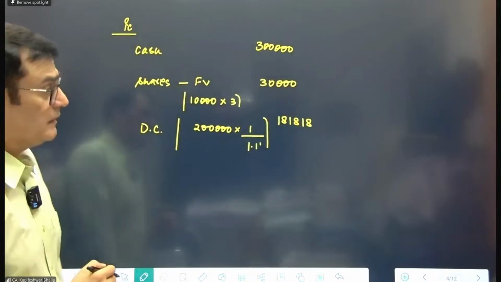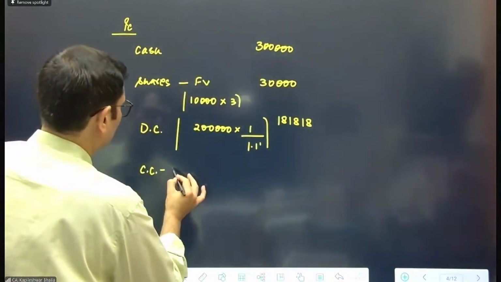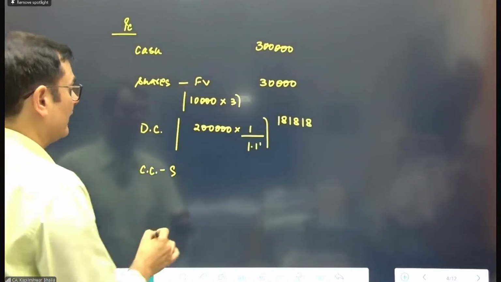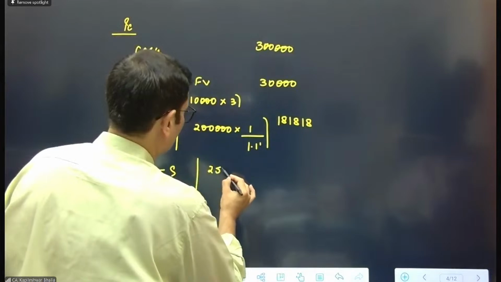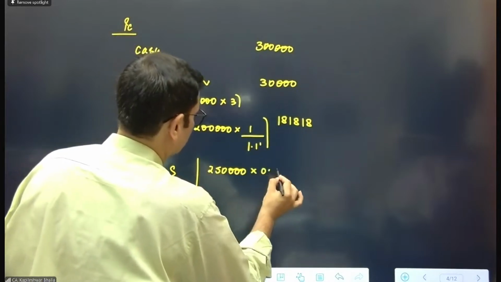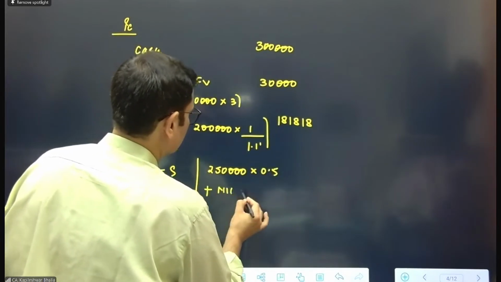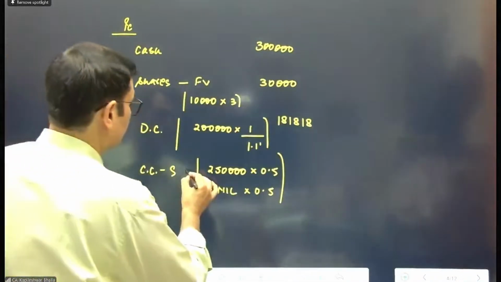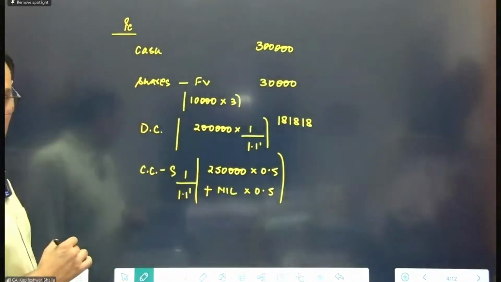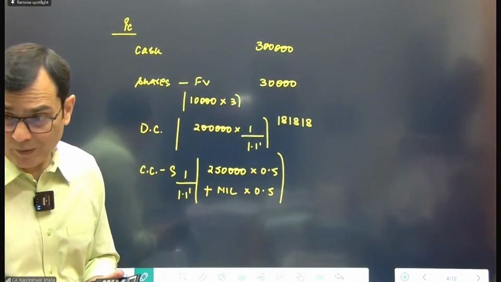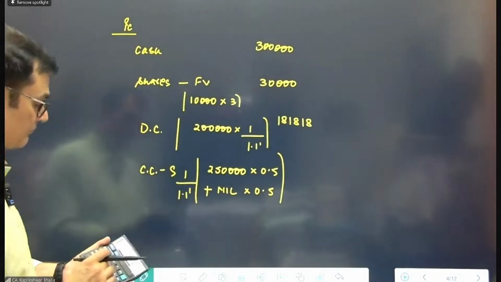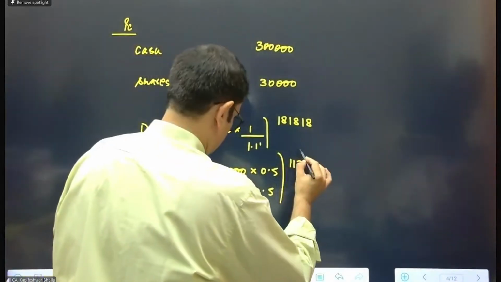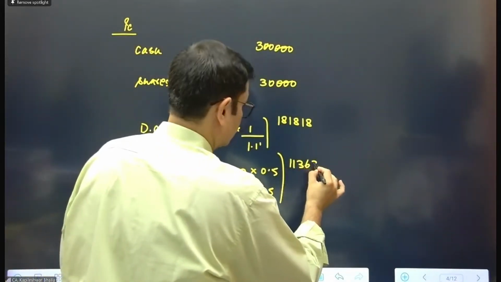And then I am also given a contingent consideration, which is, of course, in the shareholder's capacity. So we need to take the present value of the expected value. So we'll take the present value, 2,50,000 has got a 50% chance, and nothing is to be paid has got another 50% chance. And we need to discount this again at the rate of 10% for a period of 1 year, because this CC is also going to be paid 1 year from the acquisition date. So I think this is 1,13,636, I guess.